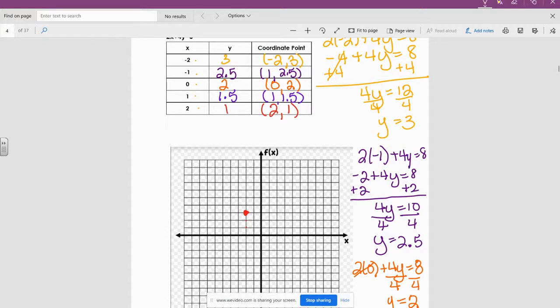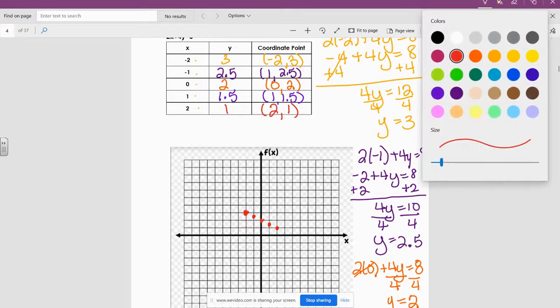x is -1, so we're going to go over to the left, but y is 2.5, so 1, 2 and a half. When x is 0, which means I go nowhere on the x-axis, but y is 2, I'm going to go up 2. Looking pretty good. Looks like a pretty straight line there. When x is 1, you're going to go on the x-axis to your right 1, and y is 1.5, so go up 1.5. And when x is 2, y is 1. So we must have done it correctly because it's a beautiful straight line.